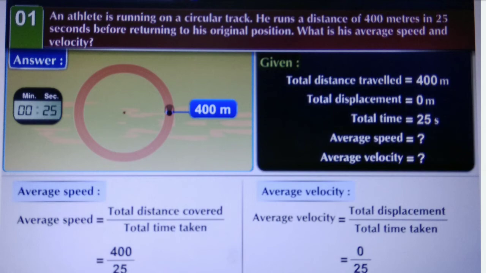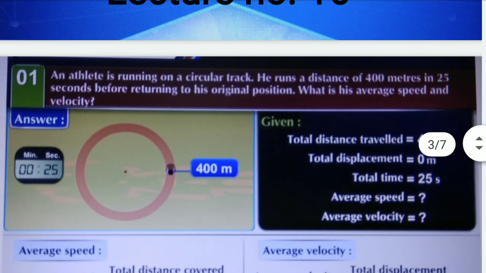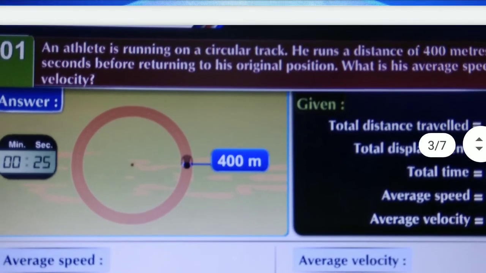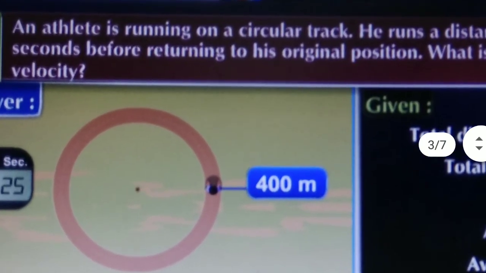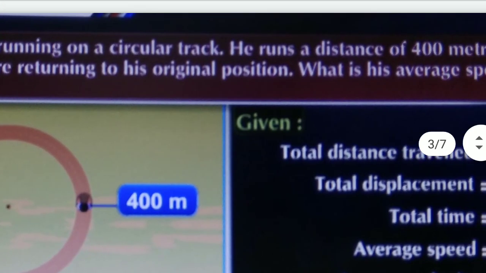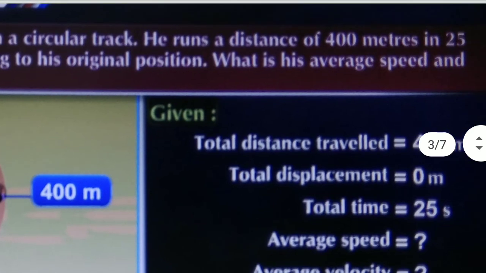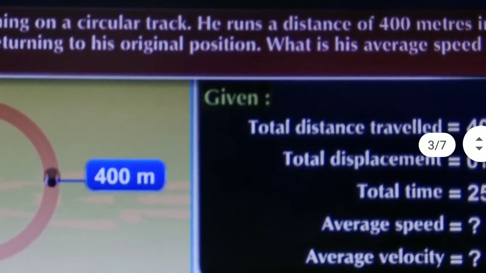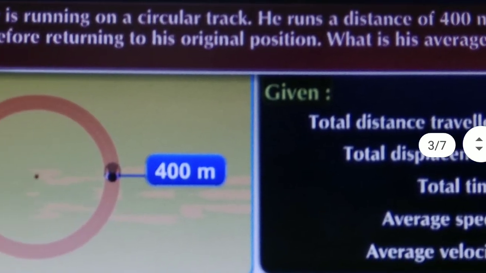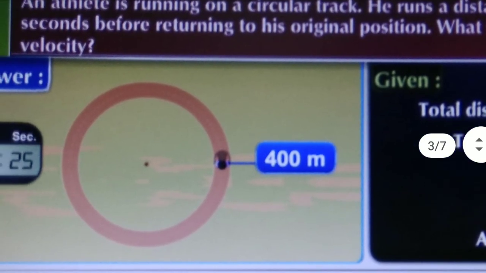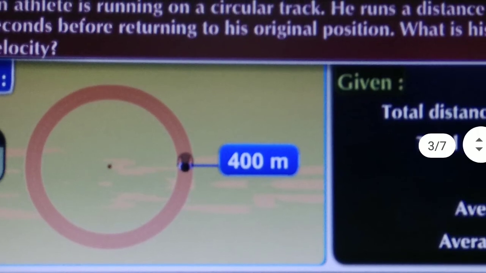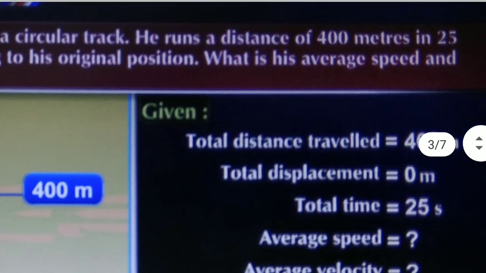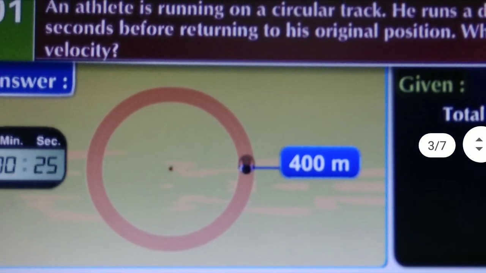First, read the given example very carefully. What is the example? An athlete is running on a circular track. He runs a distance of 400 meters in 25 seconds before returning to his original position. What is his average speed and velocity?